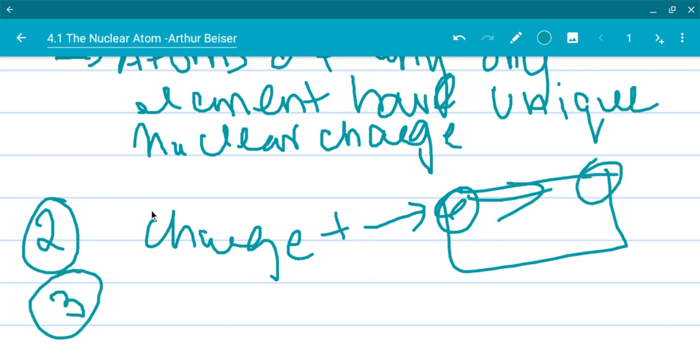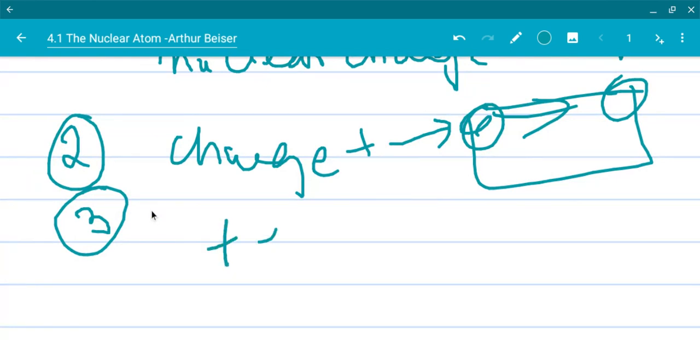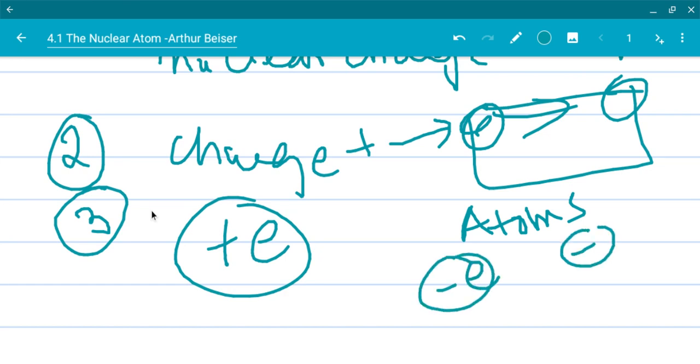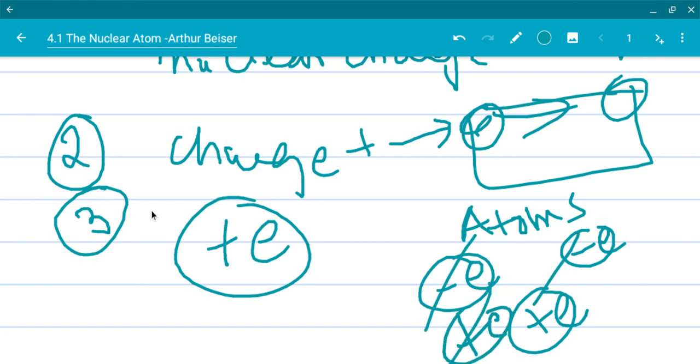Thirdly, nuclear charges will always turn out to be multiples of plus e. All right, and why is that so? So let's suppose we have an atom which is neutral, and we have minus e charges surrounding the positive nucleus. So obviously there has to be a plus e charge in the center, which will cancel out these, right?